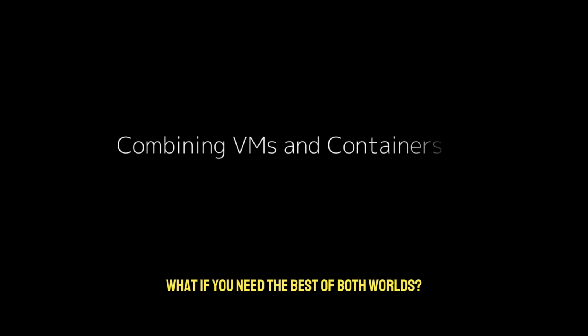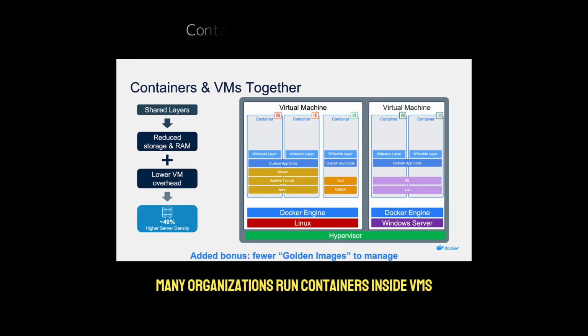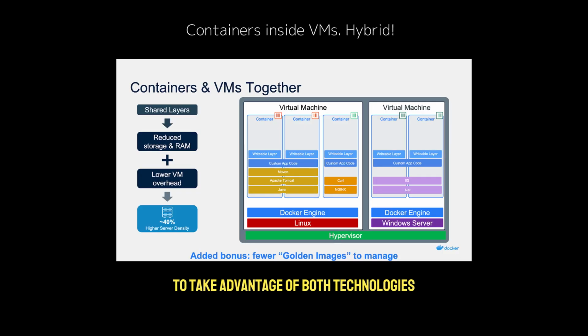The question is, what if you need the best of both worlds? Many organizations run containers inside VMs to take advantage of both technologies. The VM provides security and isolation, while the container gives you efficiency and speed. This combination is especially useful in environments where you want to manage different workloads and ensure security at the infrastructure level, but still want the speed as well as the flexibility of containers for app deployment.